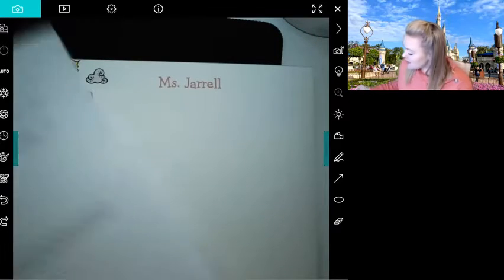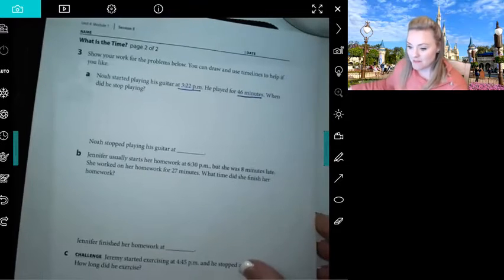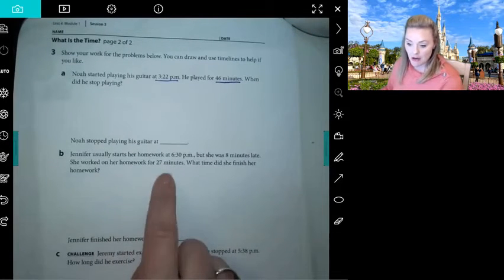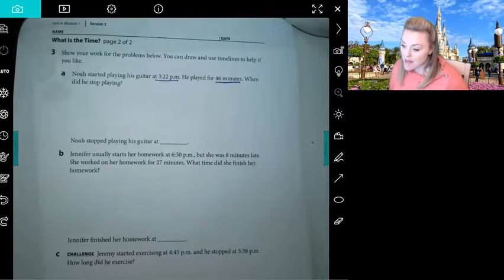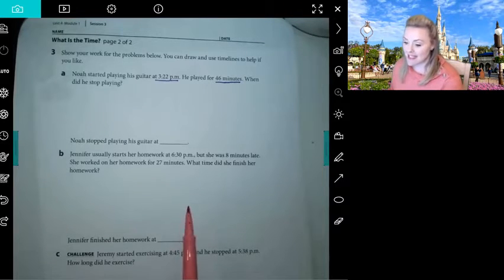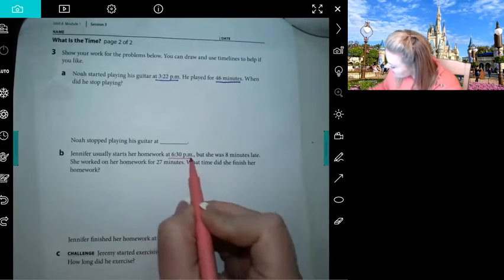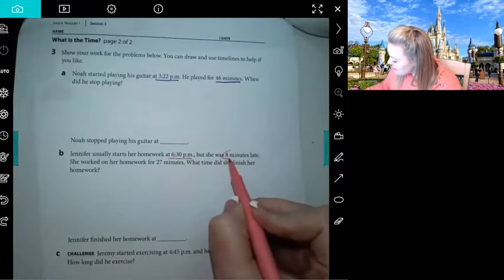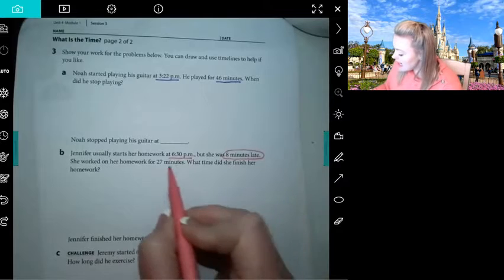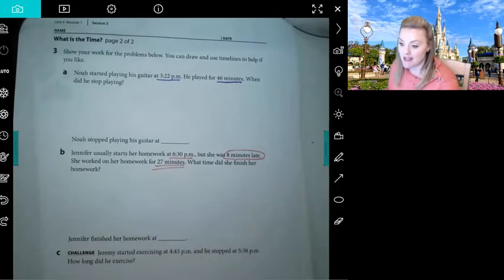Okay, so we're going to look at the second problem. It says Jennifer usually starts her homework at 6:30 p.m., but she was 8 minutes late. Uh-oh. She worked on her homework for 27 minutes. What time did she finish her homework? So 6:30, but she was 8 minutes later than normal, and she worked on it for 27 minutes.